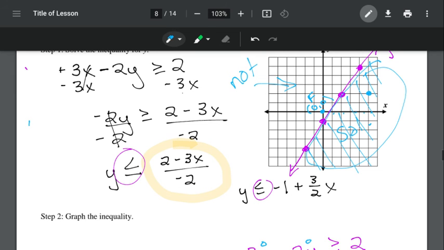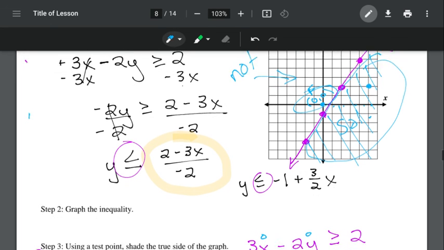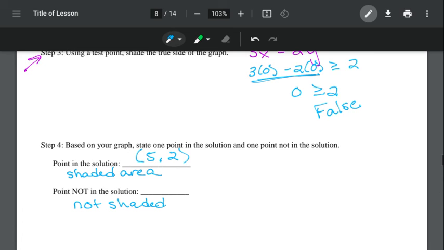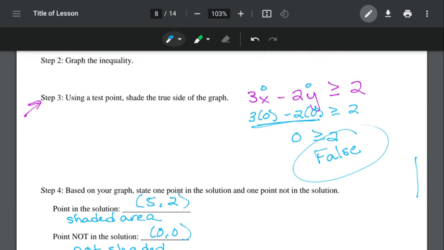So not in the solution. Look, we already figured out that one was false. So I'm going to use 0, 0. And we know if you plug that point in, it's going to be false.